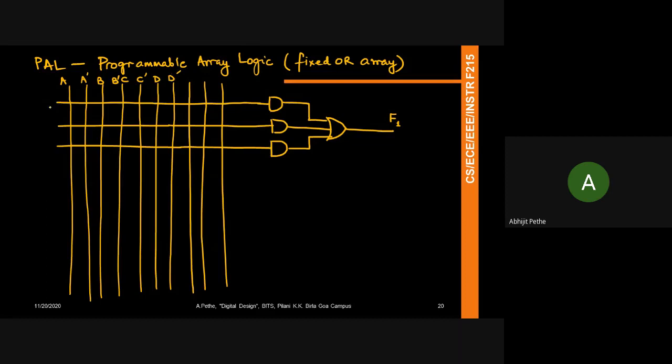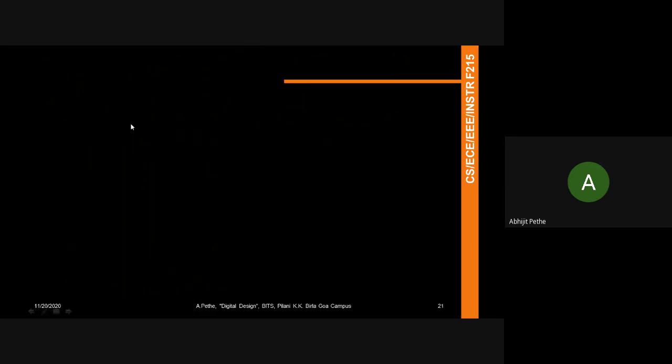So now let's think about a case where you want to implement a function. Let's say we want to implement a function x of ABCD, which is given by sigma m of 7, 8, 9, 10, 11, 12, 13, 14, 15.